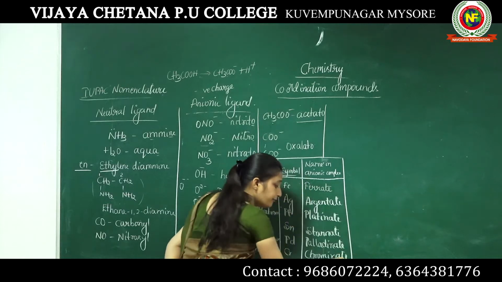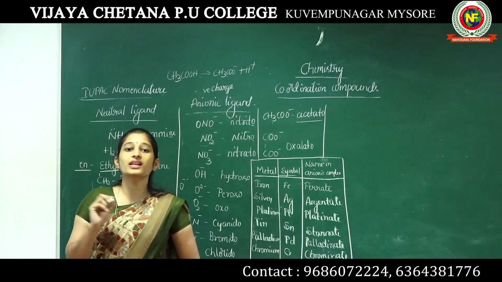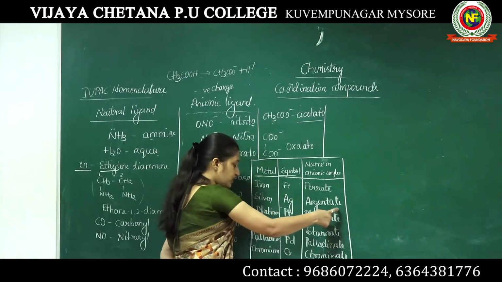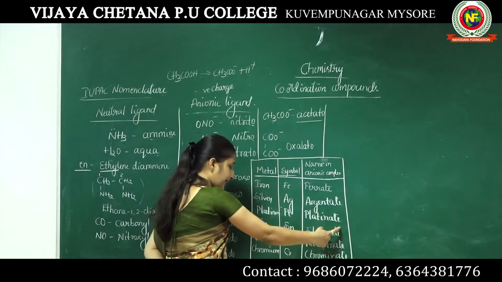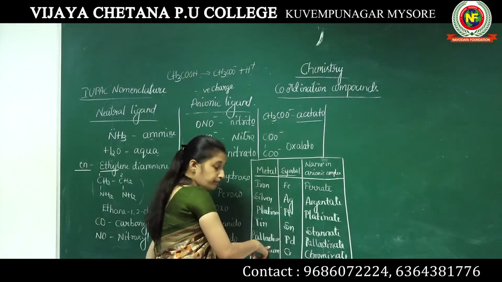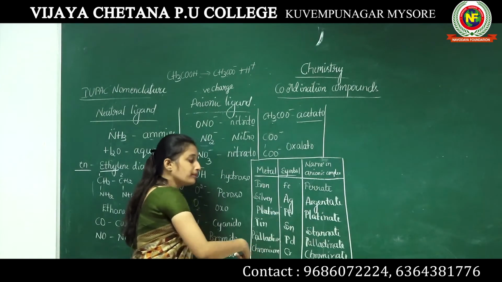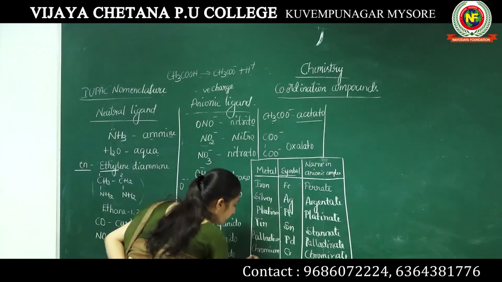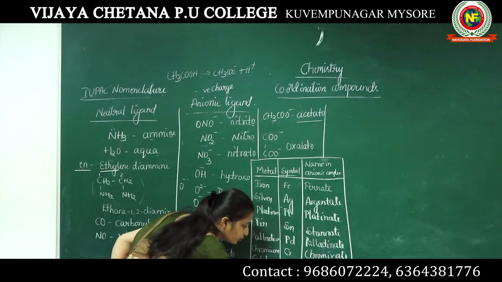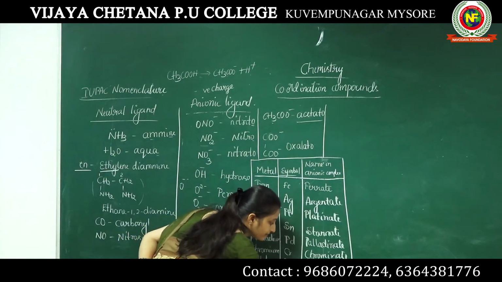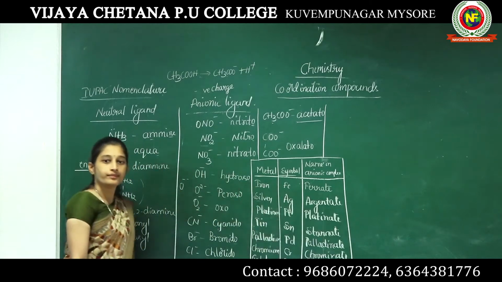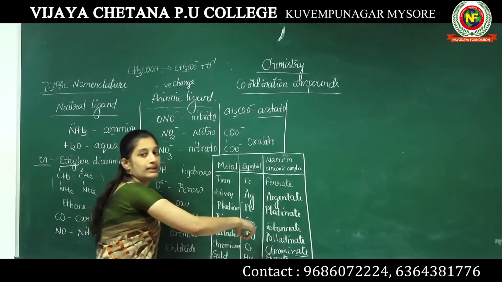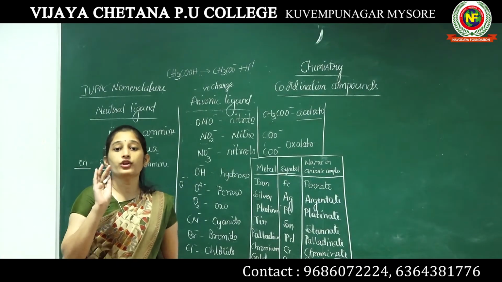Means the name ends with ate. See, iron becomes ferrate, silver becomes argentate, platinum becomes platinate, tin becomes stannate, palladium becomes palladinate, chromium becomes chrominate, gold becomes aurate. What is the symbol for gold? Au. It becomes aurate. This is regarding the central metal atom, especially in anionic complex.